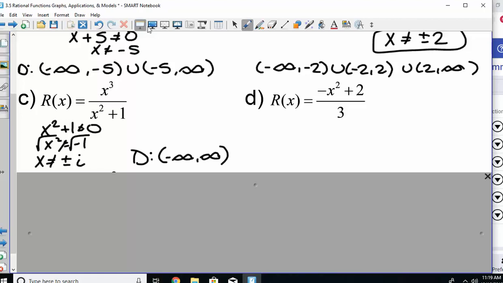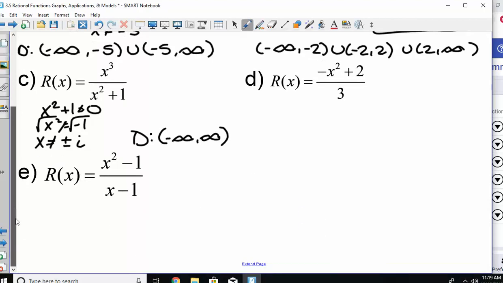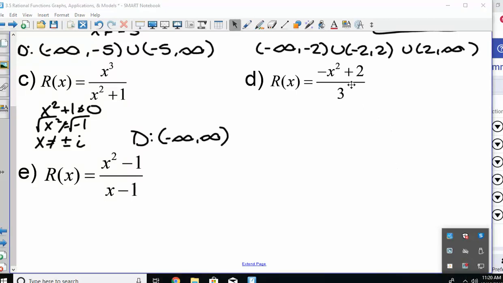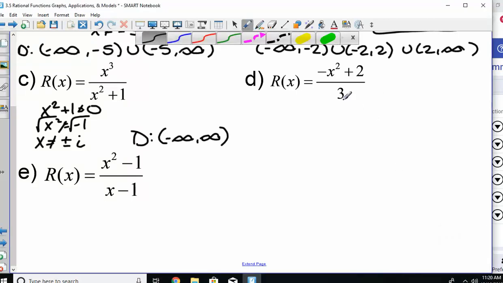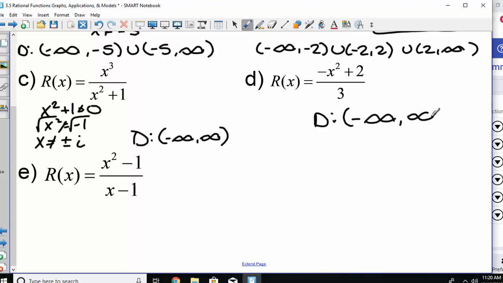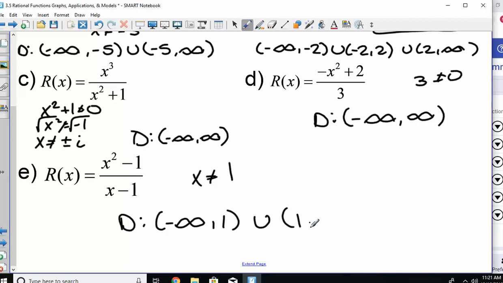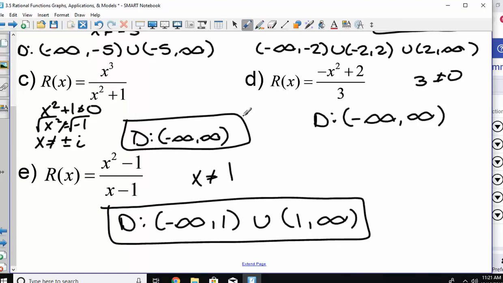Okay, I want you guys to do the next two. D and E, find your domain. First one, does that denominator ever equal 0? So your domain is negative infinity to positive infinity, because 3 cannot equal 0. E, what can't x be? 1. So our domain is negative infinity to 1, union 1 to infinity. Questions on these?